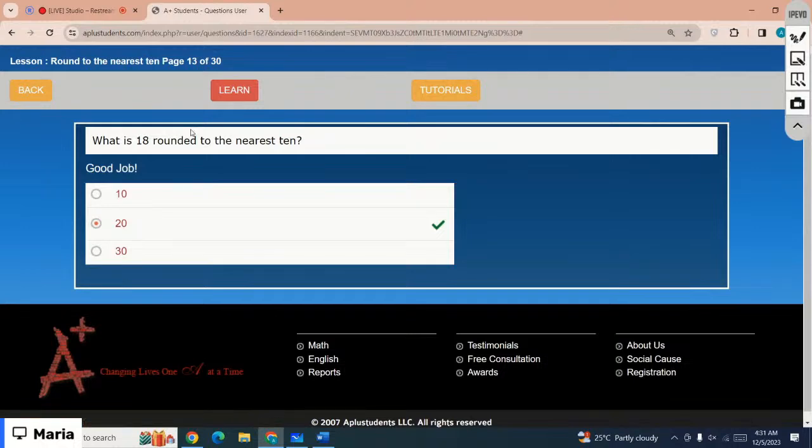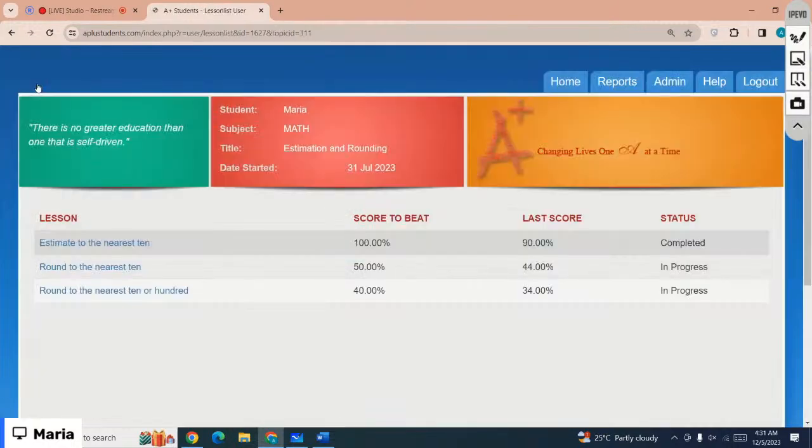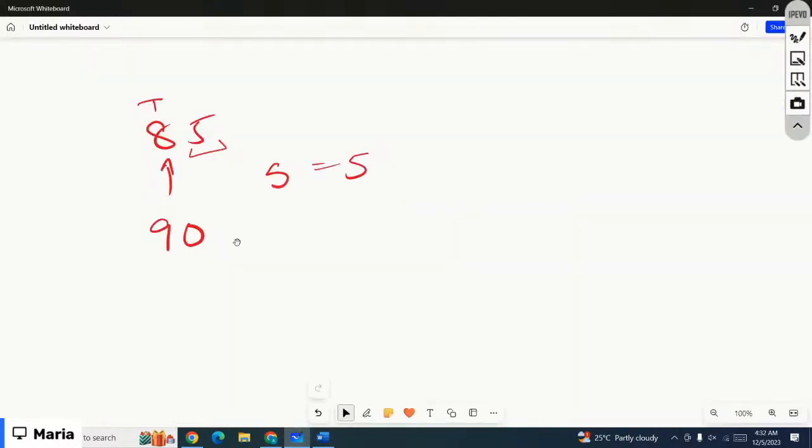Okay, you can complete the lesson by yourself later today. Let me just move on to the next lesson, right? And I think the next one is round to the nearest 100. Yes, round to the nearest 10 or 100, right? Basically, the concept of rounding is the same, right? But when you are given the question, you have to round to the nearest 100, right?